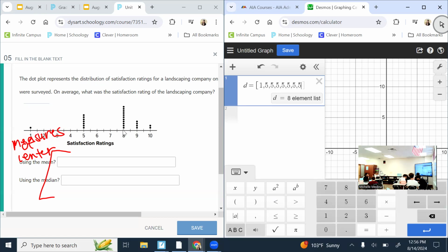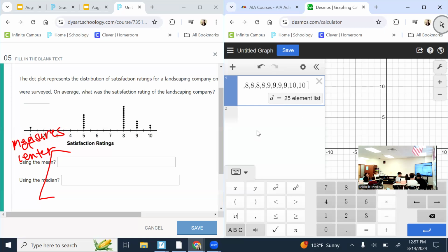It looks like I have 3, 4, 5, 6, 7, 8, 9, 10, 11 8s. Four 9s and 2 10s. I should have 25 because that's what they said, that they had 25 ratings. So so far it looks like I did that right.